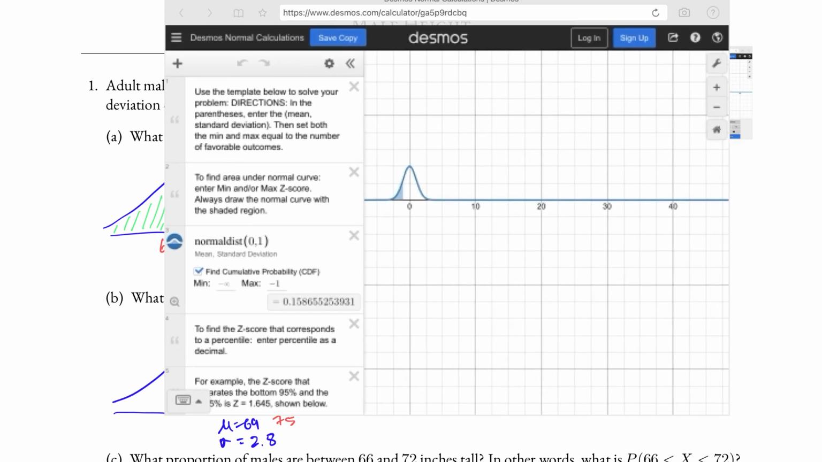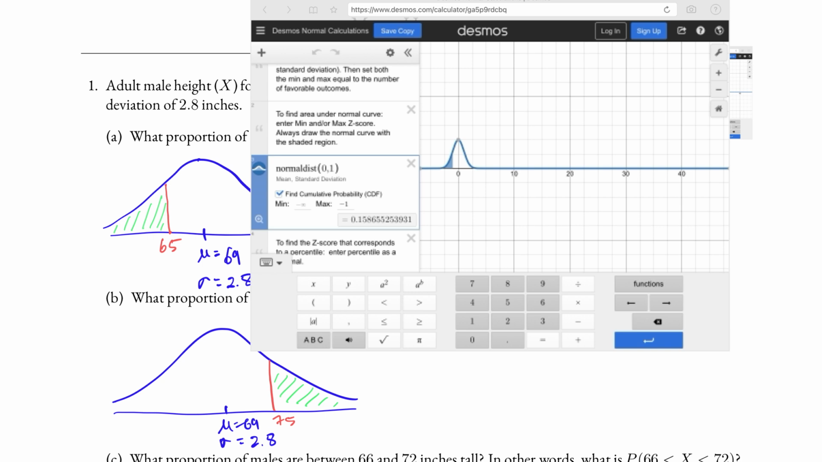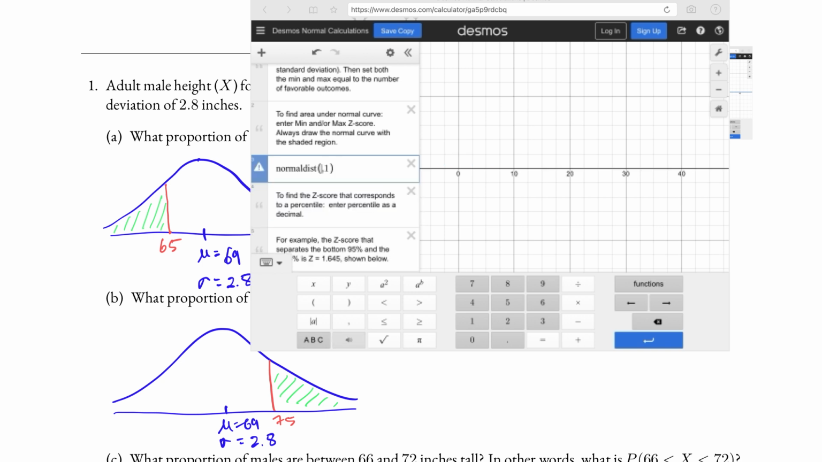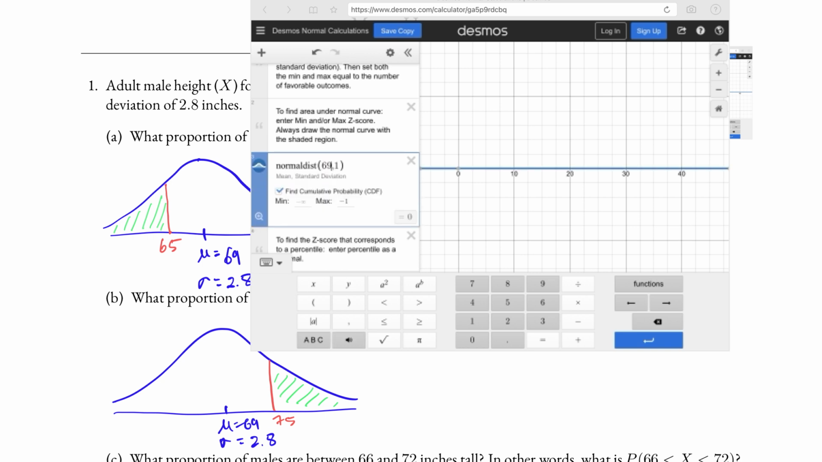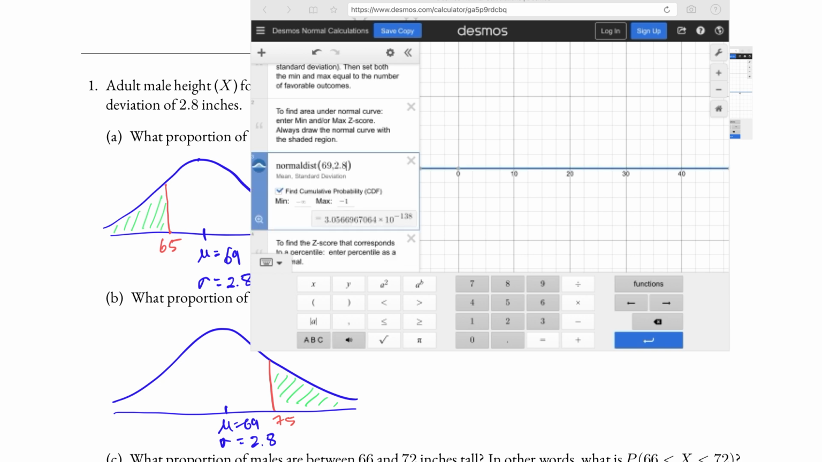Armed with the graph and the shaded region, we use the Desmos normal calculator, and again, we would need to state or specify the mean and the standard deviation separated by a comma. 69, the mean, comma, the standard deviation is 2.8. With the shaded region, we see that the left endpoint is 75, and since there is no right endpoint, we use positive infinity. But if we don't want to find the infinity symbol, we can use 9999.